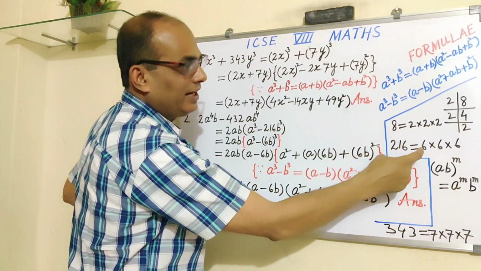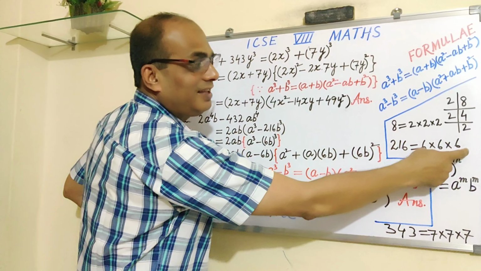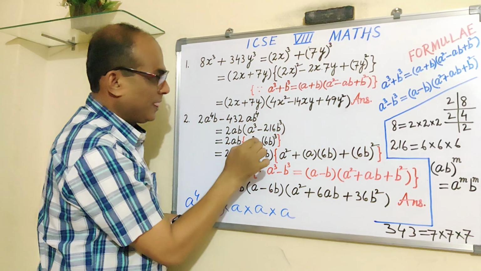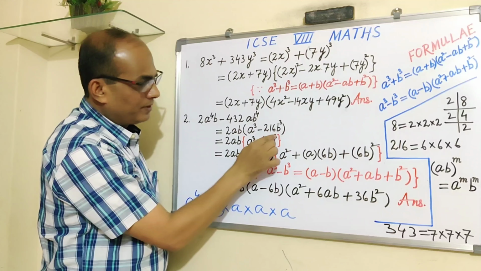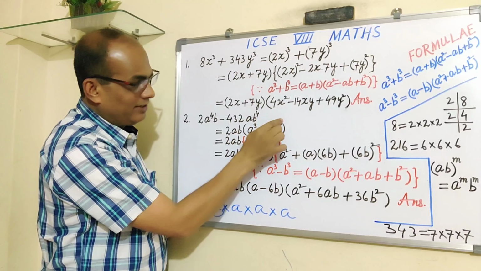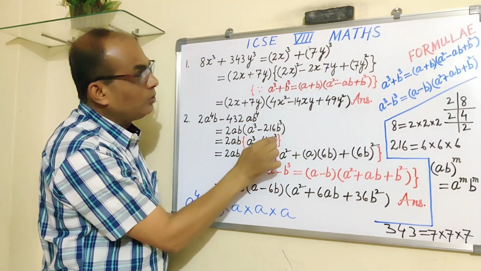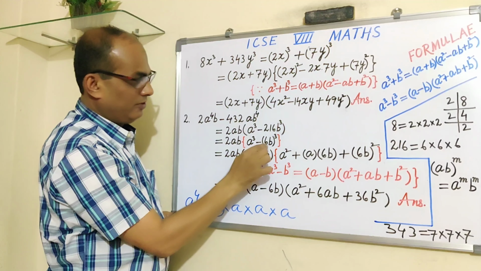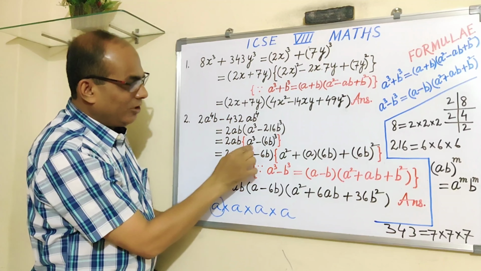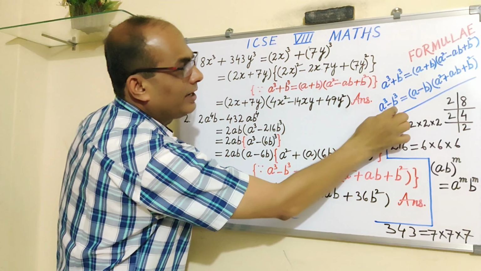So 216 you can write down as 6 cube, since 6 6s are 36, 36 6s are 216. Okay. So 6 cube, which is 216, and b cube is already there. So 6b whole cube, like here 7y whole cube. So 6b whole cube. Okay. Now a cube minus b cube.